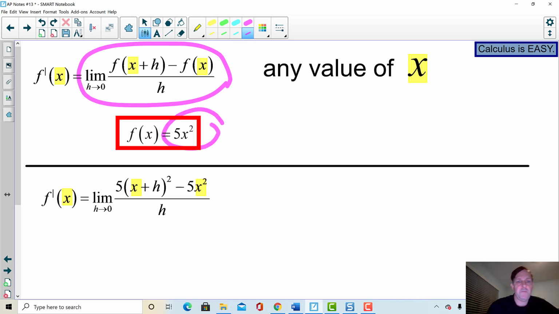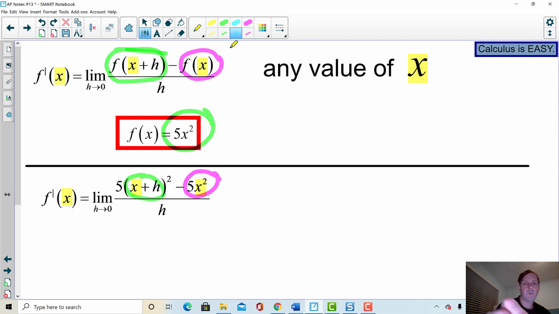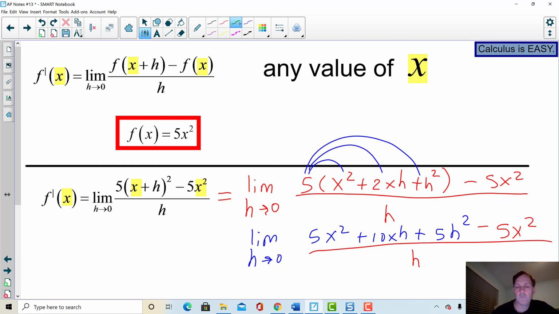Let's try for the function 5x squared. And f of x plus h is going to be 5, and then x plus h squared. The minus f of x is just going to be minus 5x squared. And then the bottom just has an h on it. Okay, if we multiply this out, we get this, and then we're going to distribute the 5 on each piece. Okay, I want you to notice that this 5x squared cancels with this one.